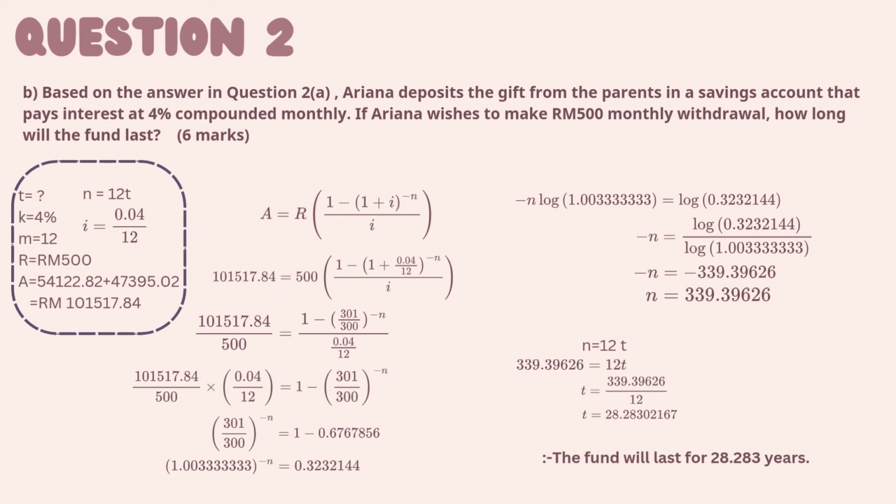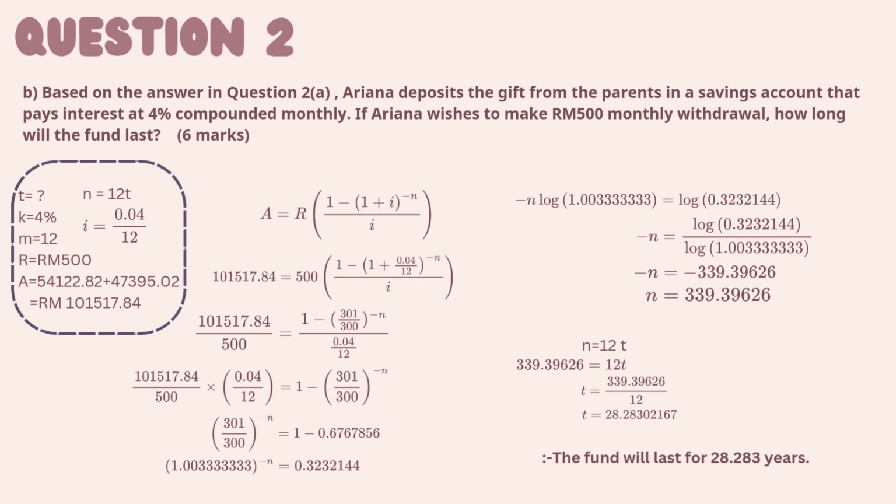The last question. For this question, we need to identify the information first. Our K equal to 4%, M is 12 because it's compounded monthly. R is the amount of the periodic payment, which is RM500. A is the original amount of investment. A also is the initial amount in the savings. We use the stated formula to find N.